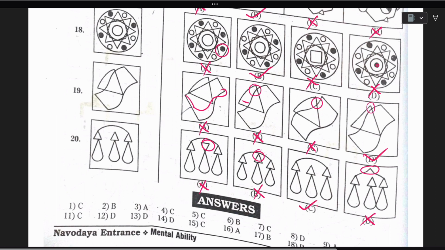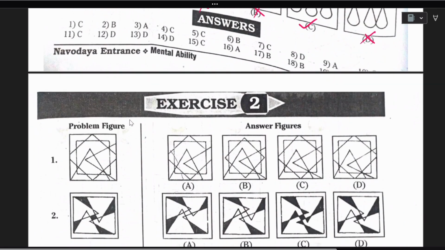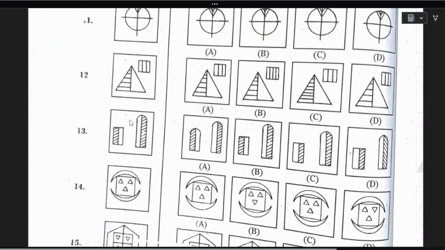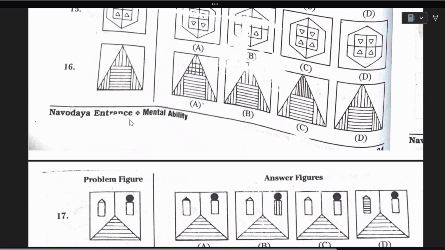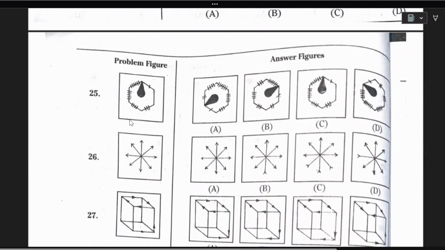So this is how we have to do similarity mental ability figures. I hope you understood how to think about these figures. And are you ready to do all the exercises? Yes, all these exercises are for you. Just grab your books, take your pencils, and do all these exciting and happy problems. All these problems are for you.